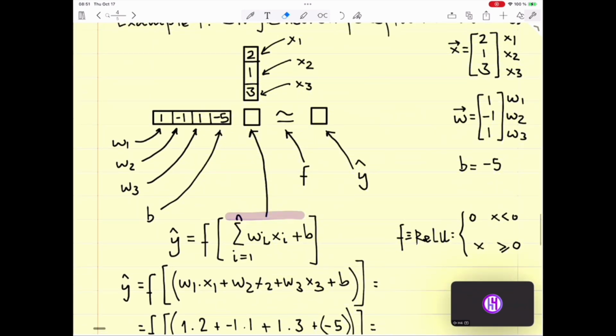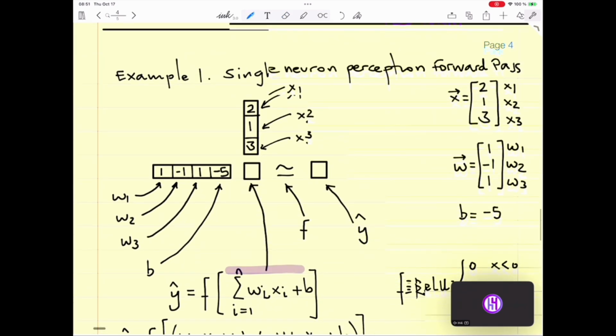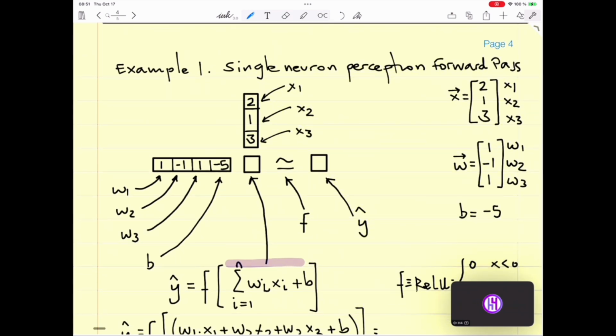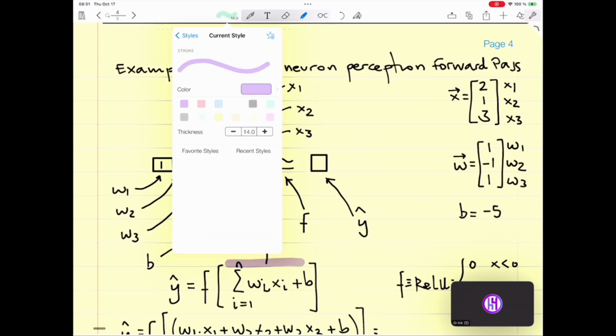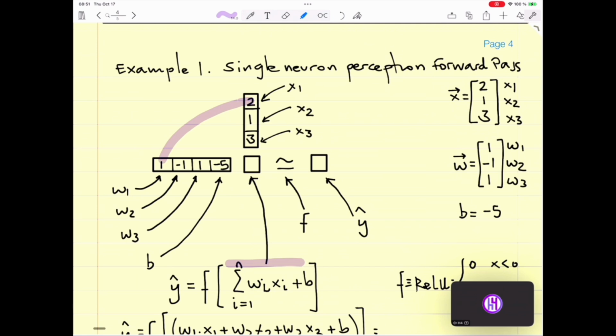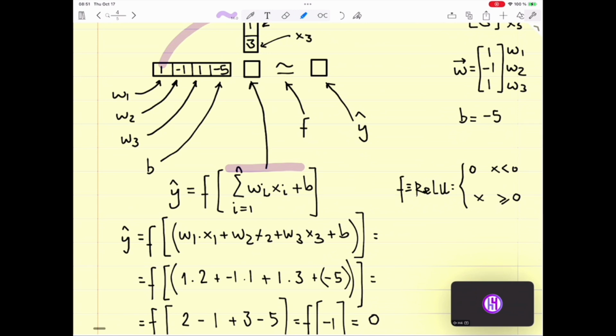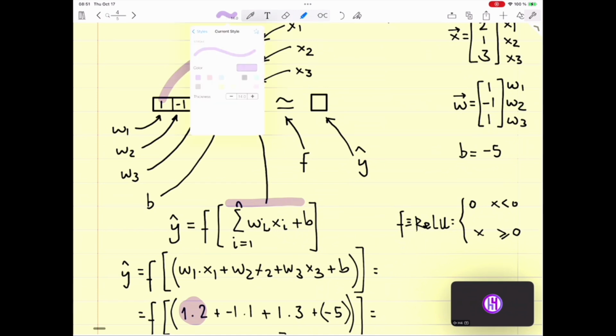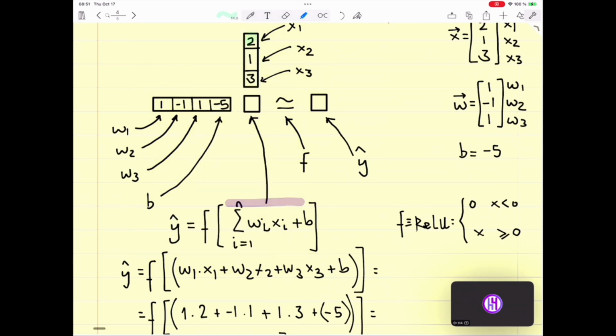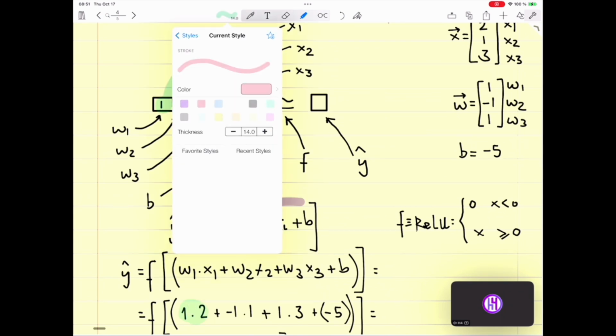So I like to do it also graphically. The same thing we did now with numbers, I like to do it graphically. Is 2 times 1, okay? Or 1 times 2. And I guess I'm going to take another color. 2 times 1. 1 times minus 1.